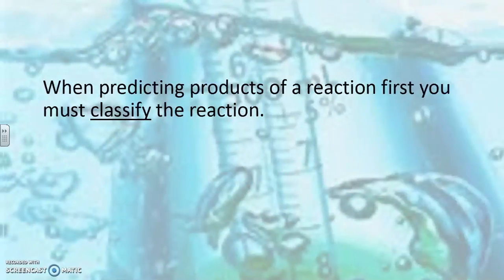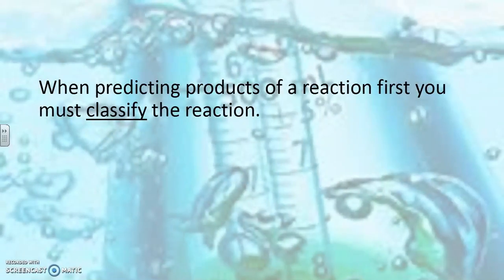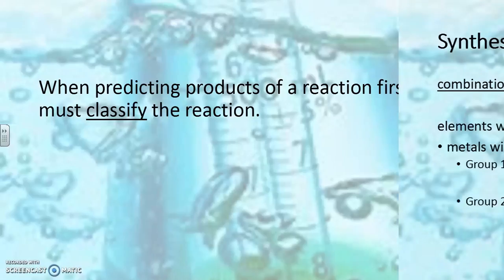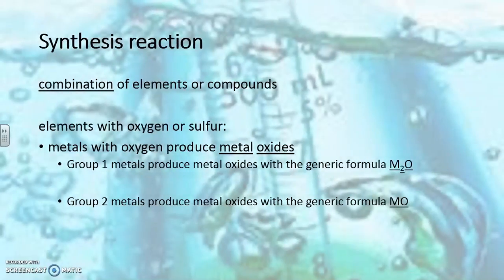So here we go. When we predict products of a reaction, first you have to classify. We've already talked about the types of reactions. We know that a synthesis reaction is when you combine two or more things, compounds or elements, and you make one product. There are different types of synthesis reactions.